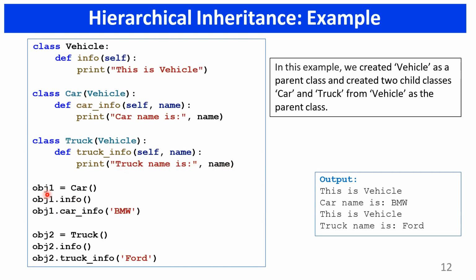So here we are creating an object obj1 of the car class. So obj1.info is going to invoke the method of vehicle class, and obj1.car_info is going to invoke the method of car class. Since we are passing BMW as an argument, it is going to print the name as BMW. So you can see here, this is vehicle and car name is BMW.